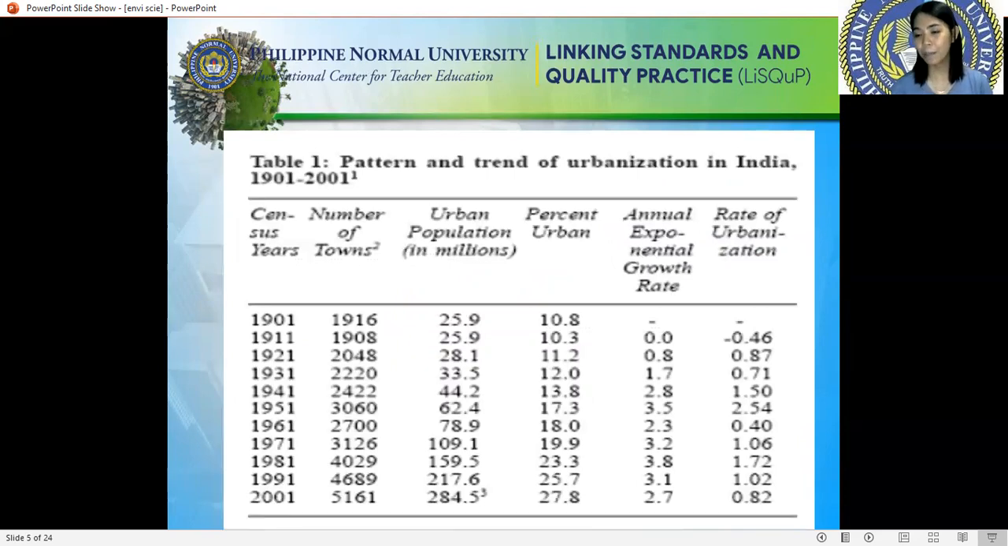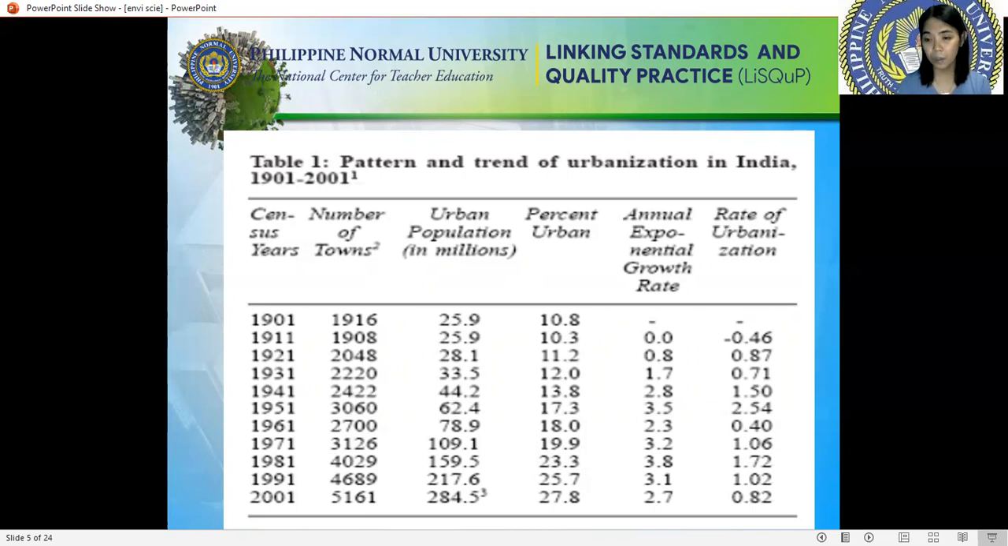To cite an example, I have chosen one of the most populated countries, and that is India. In 1901, India had a small population. However, the pattern changes. The pattern and trend of urban population and number of towns in India during 1901 to 2001 shows that the total urban population has increased more than 10 times, from 26 million to 285 million, whereas the total population has increased less than 5 times, from 238 million to 1,027 million from 1901 to 2001.